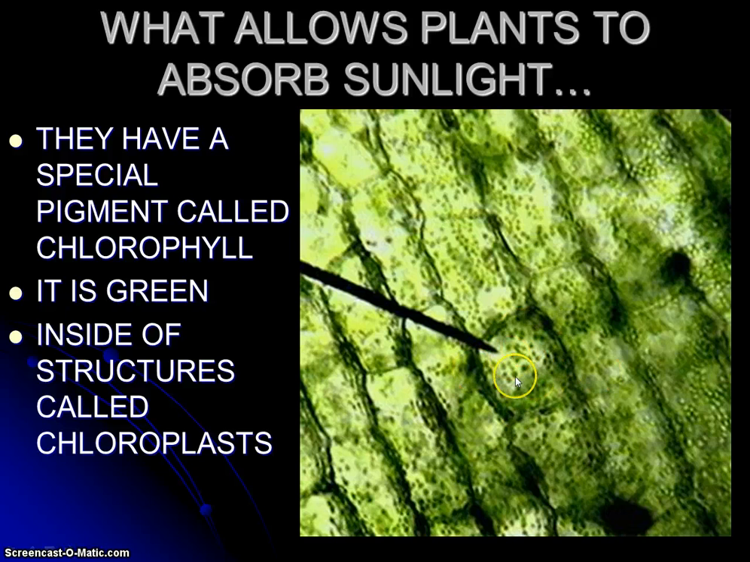In here, predominantly inside of the chloroplast itself is where this process is occurring. And you can see there's a huge number of them. So these chemical reactions are occurring ad nauseum all throughout the plant.